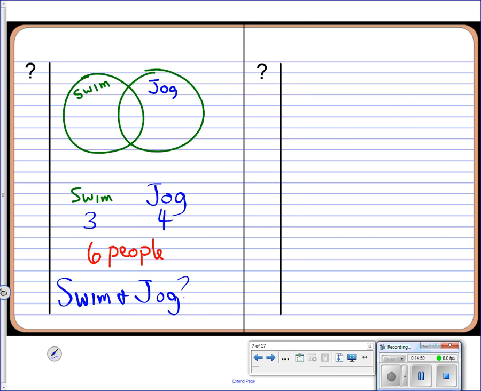Let's take a look at this one. I have 3 people that swim, 4 people that jog. Now, I'm not saying that that's all they do. I just know that there's 3 people that say that they swim, there's 4 people that jog, and I have 6 total people. So if I was to set this up, let's put 3 people over here for swimming, okay, and 4 people over here for jogging.